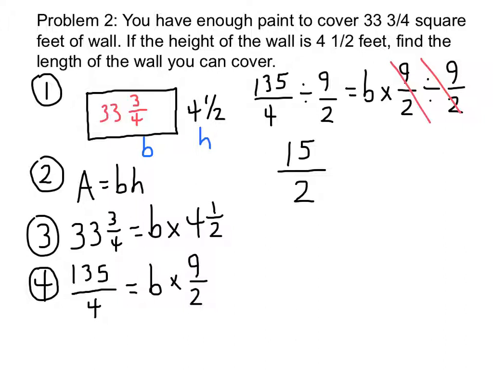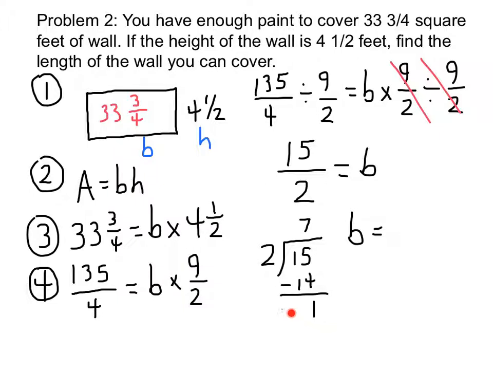Yay! We get a b over here. Just as a reminder, if I take 2 and divide it into 15, I'm going to get that 7 times. We're doing fractions, so another way I could write that is b equals, remember that you're going around the circle here. Here's your whole number, 7 1/2. So b is equal to 7 1/2 feet.